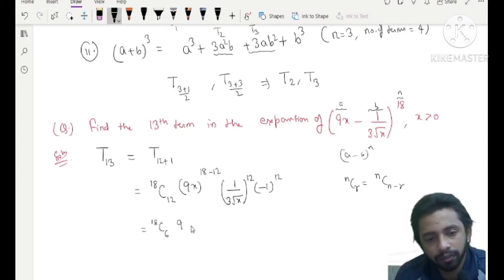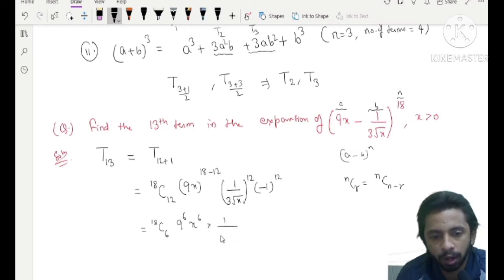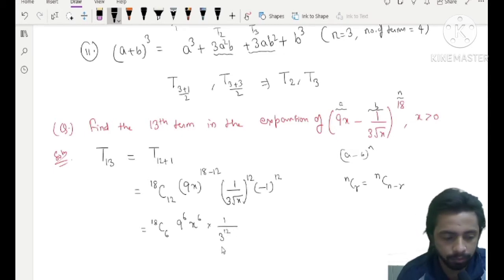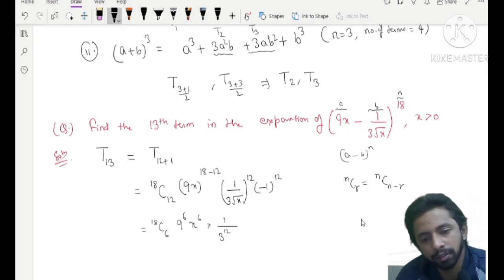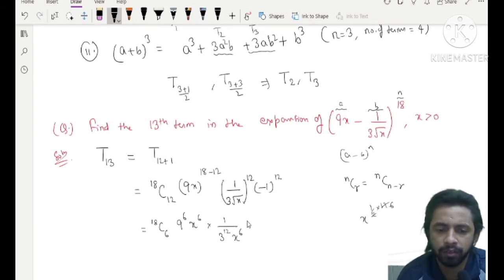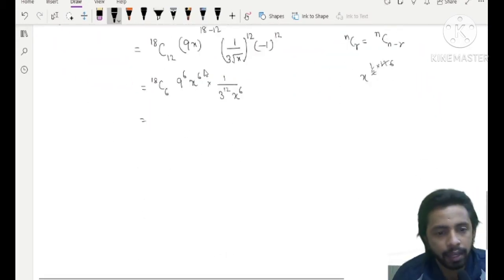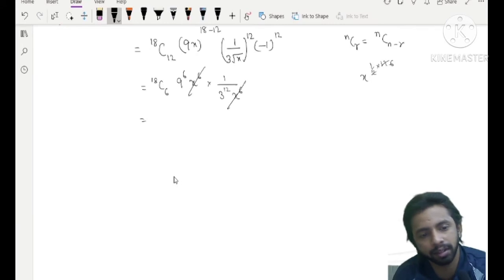Here we have 9 to the power 6, 18 minus 12 is 6, and then x to the power 6 multiplied by 1 by 3 to the power 12, and root x we have. Root x means x to the power half multiplied by 12. So 6 will be there, x to the power 6, and minus 1 to the power even is a positive number only, so we do not have to worry about that. x to the power 6 and x to the power 6 get cancelled.